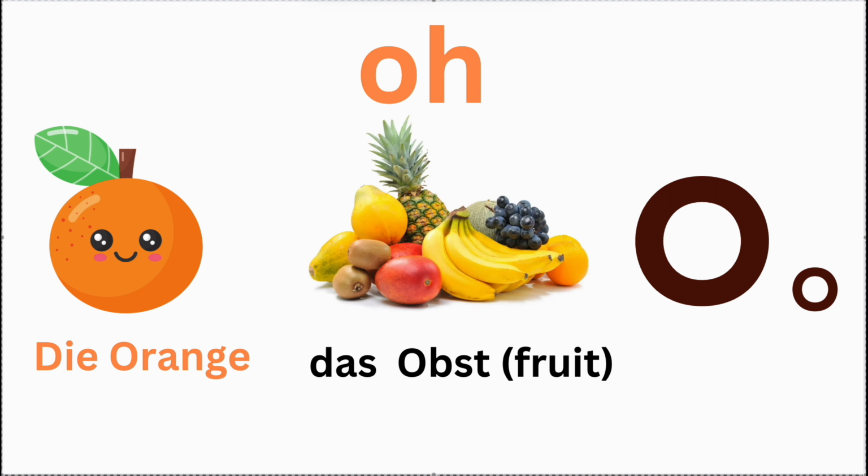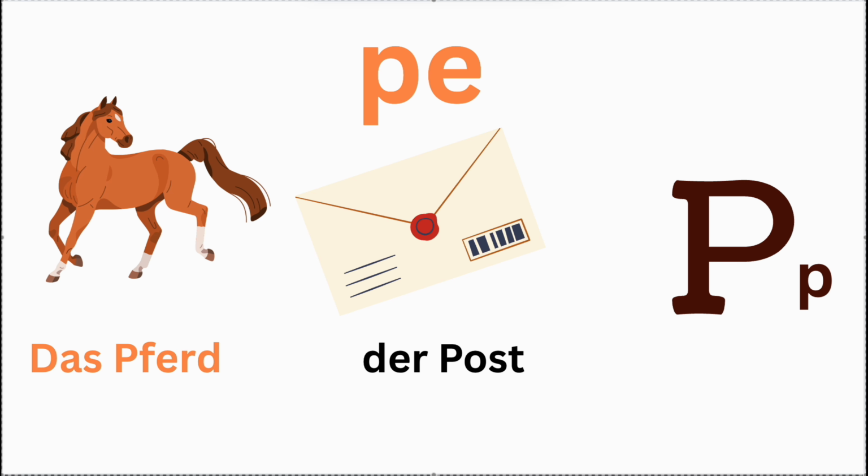O. Die Orange. Oder das Obst means fruit. Now we have P. Das Pferd means horse. Die Post means post.